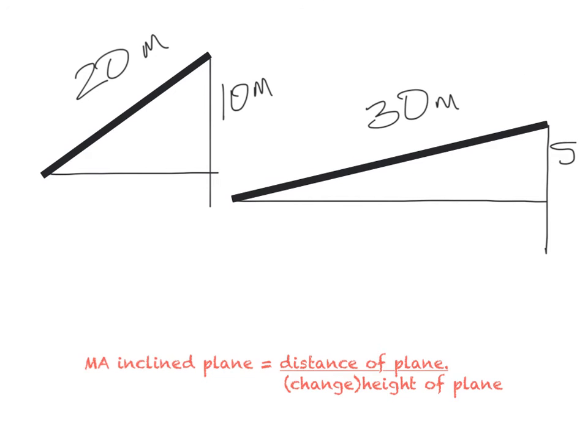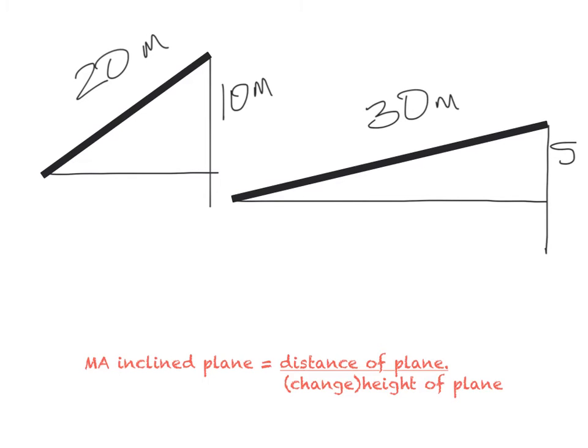The next simple machine is an inclined plane. Remember, an inclined plane simply is a ramp. Now, it's important to remember that the mechanical advantage of an inclined plane is the distance of the plane divided by the height of the plane. Distance of the plane divided by the height of the plane. Now let's take a second and compare the mechanical advantage of these two planes.